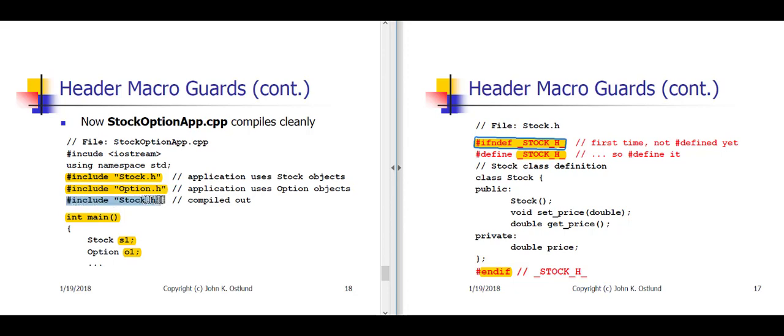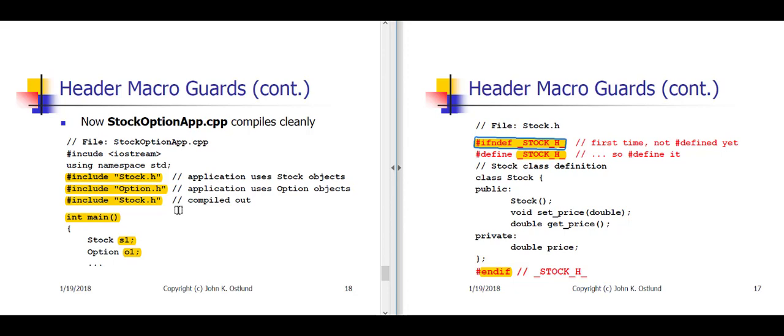Here, we've included stock.h a second time to show that this is also harmless. The first time we include stock.h, that defines the underscore stock underscore h underscore token, so that the second time that we explicitly include stock.h, its contents are ignored. That is, its contents are not passed along into the translation unit for the compiler.